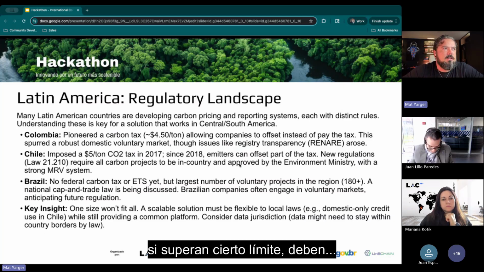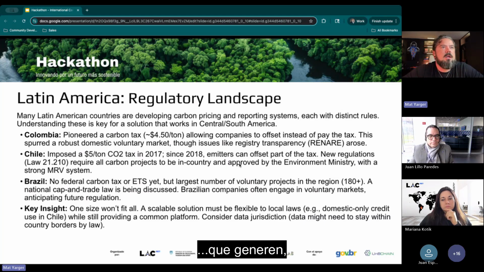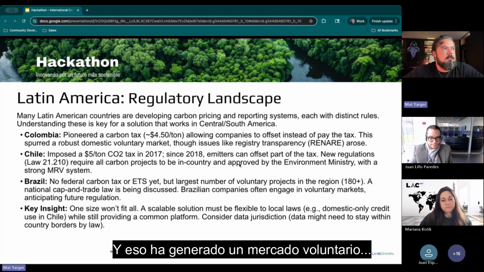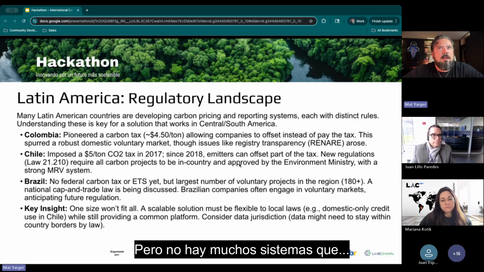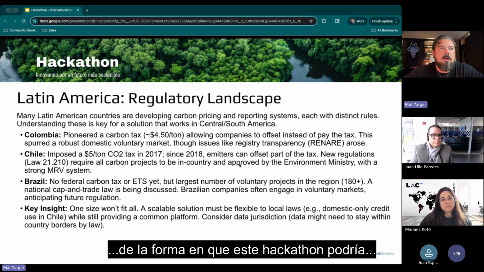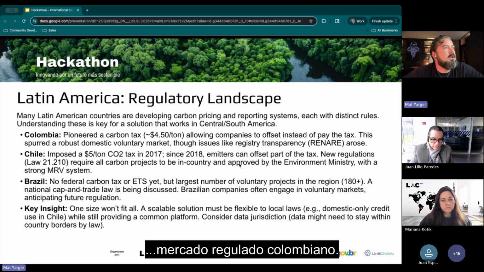Essentially, if they're over a certain amount, they have to pay that fee per ton of emissions they generate, unless they're buying credits. And that's kind of created a pretty robust domestic voluntary market. But there's not a lot of systems that interact in the way that this hackathon could support, from the voluntary market to the Colombian compliance market.